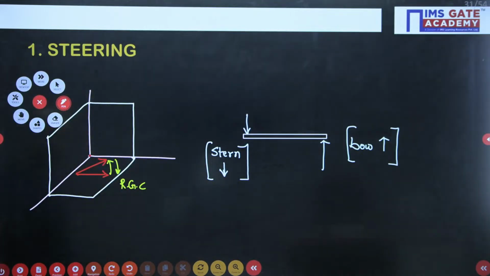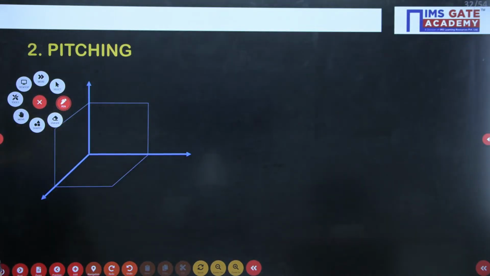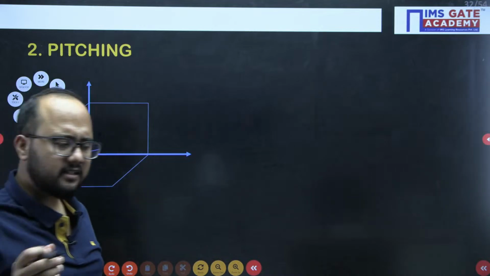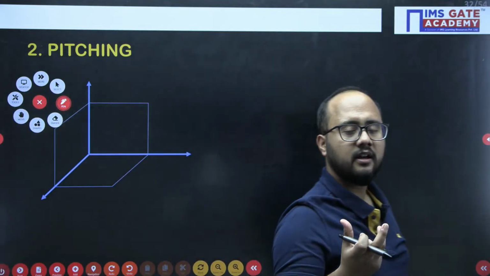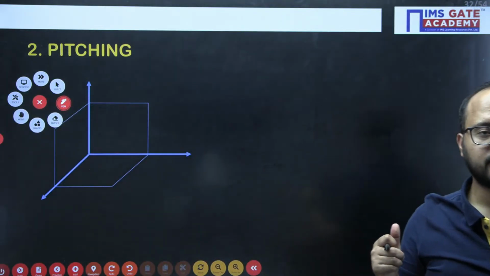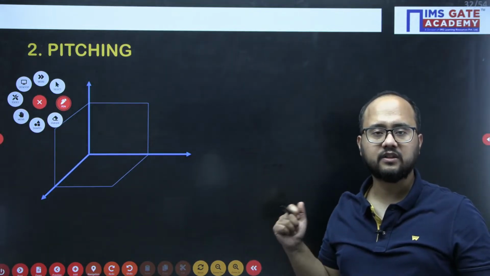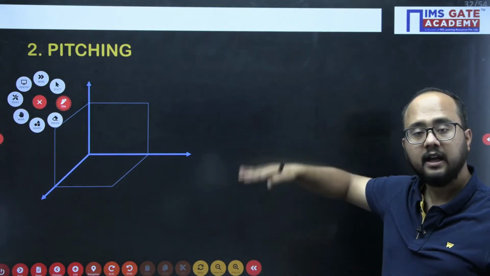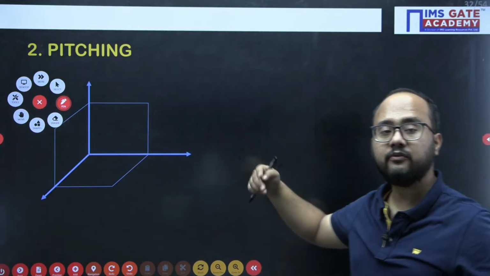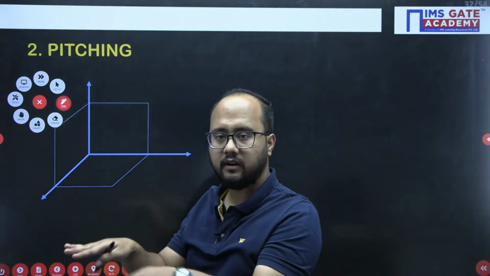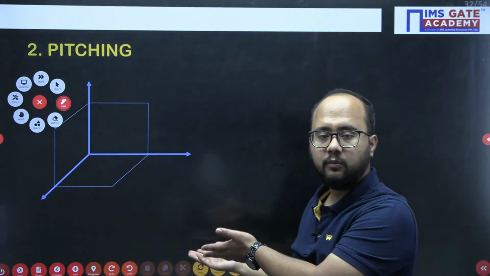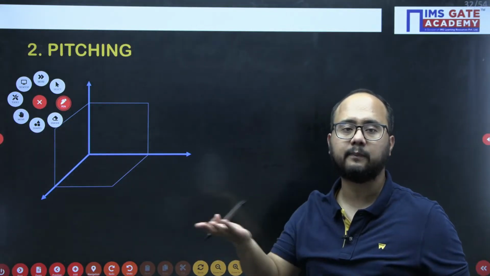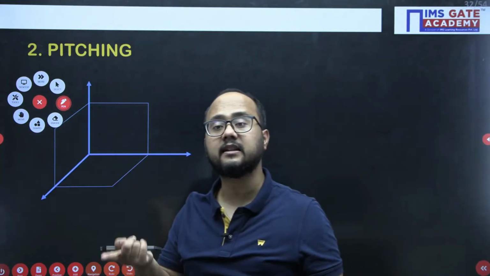Clear? Right, now coming to the pitching part. Now what is pitching here? It is the angular motion about the transverse axis. Pitching will happen like this. And this pitching is happening in which plane? Steering will happen left or right in a horizontal plane. Ships will move left or right, it is happening in a horizontal plane. But when pitching is happening, it is in a vertical plane.